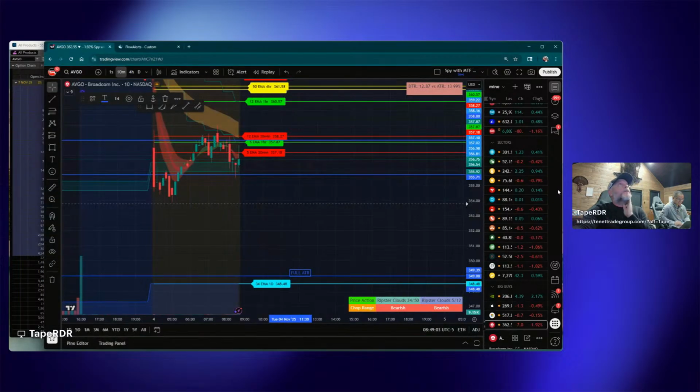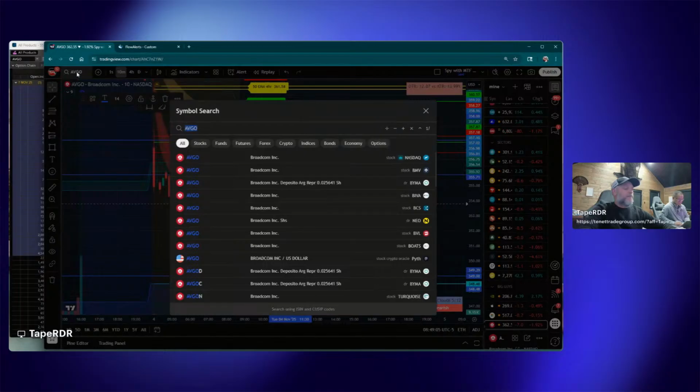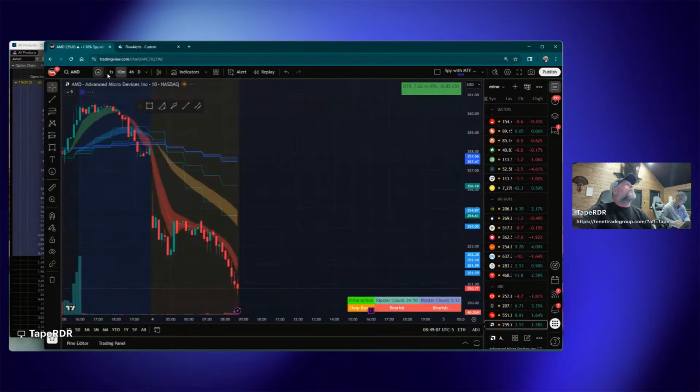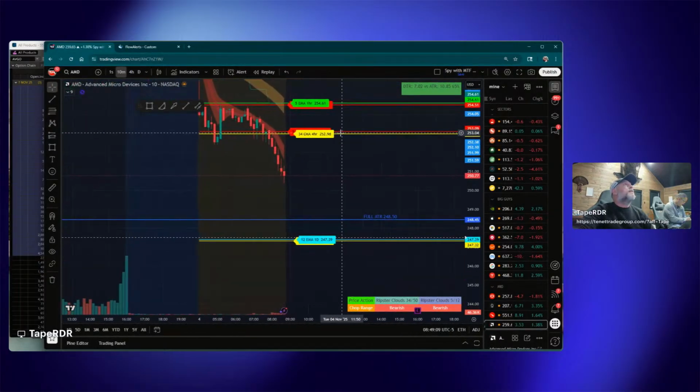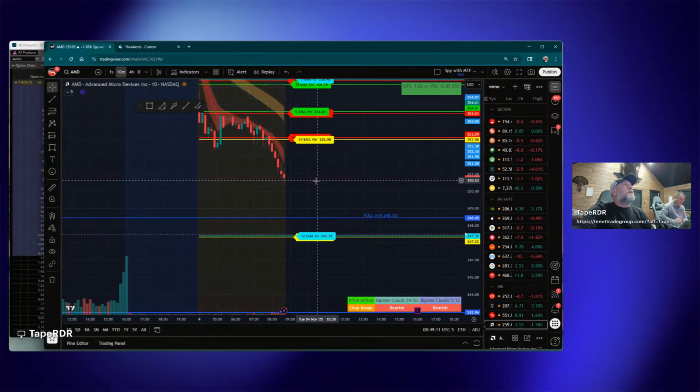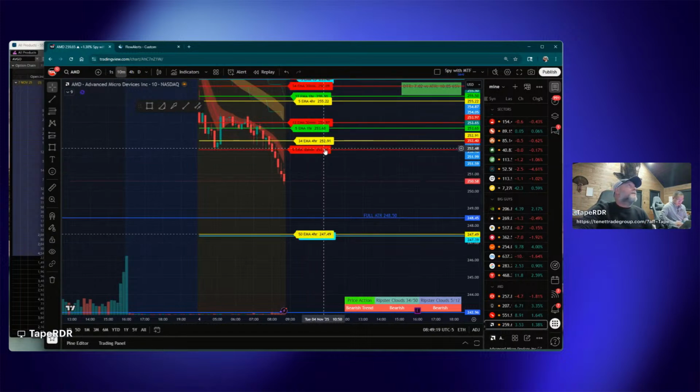Let's move on to the next one. The next one that we really, really like, AMD. You could actually take AMD short right here. You don't need to wait for the open to get puts. The only problem is it's already halfway through the gap.